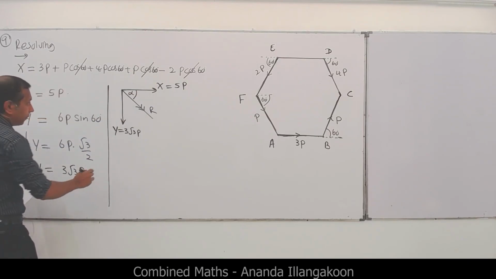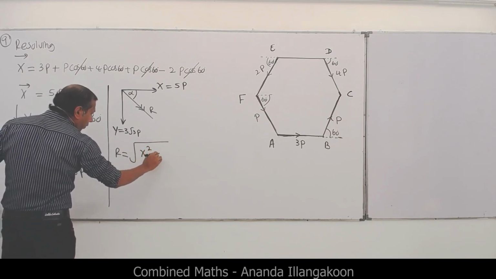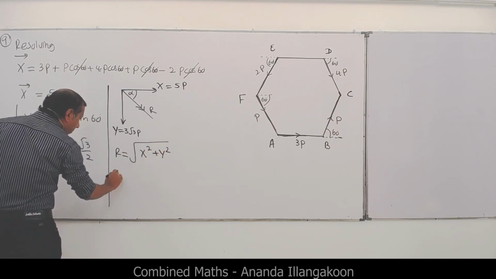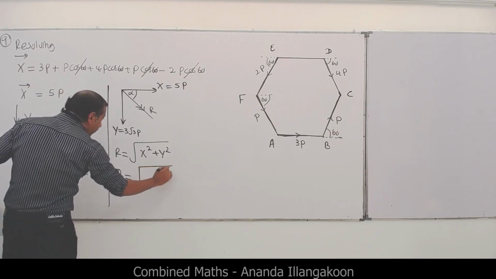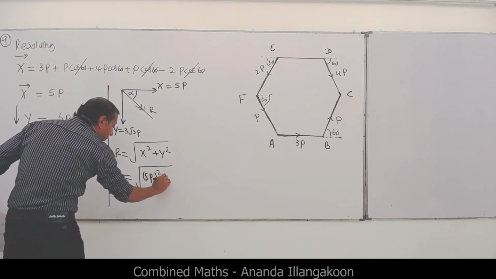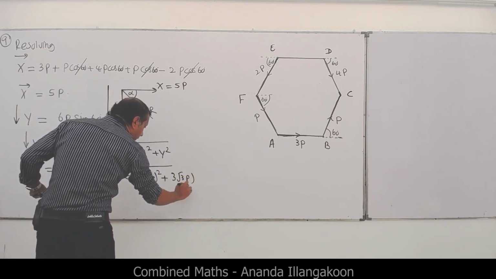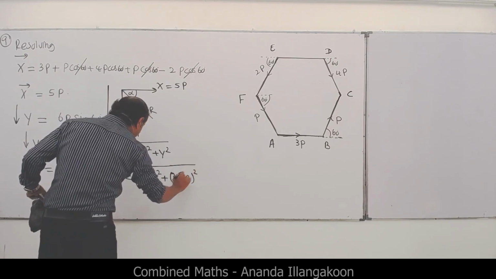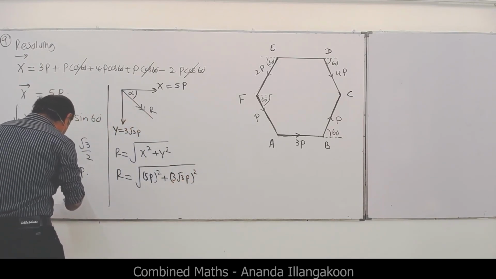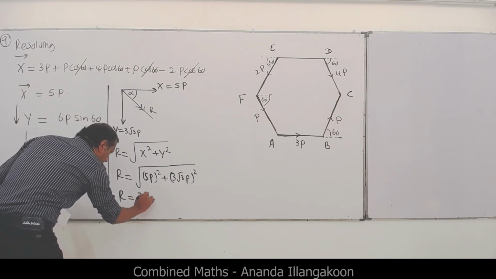Then we can write R is the square root of x squared plus y squared, right? So x squared is going to be (5p) squared, and y squared is going to be (3 root 3p) squared. Simplifying this, we get R is equal to 2 root 13p.